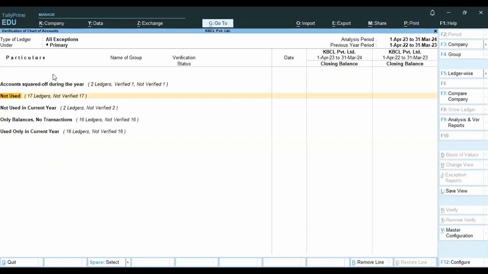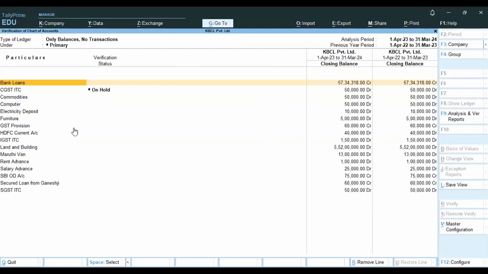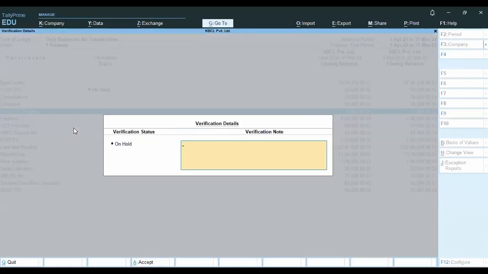So friends, you can see that Tally has segregated all my ledgers into 5 parts: accounts squared off during the year, not used during the year, not used in current year, only balances. So being an auditor, it becomes very easy for me to do ledger scrutiny. For the ledger having only balances, I can simply enter and see these are the ledgers having only balances. Say for electric deposit, I have a doubt whether it still exists or not. So I can simply enter here.